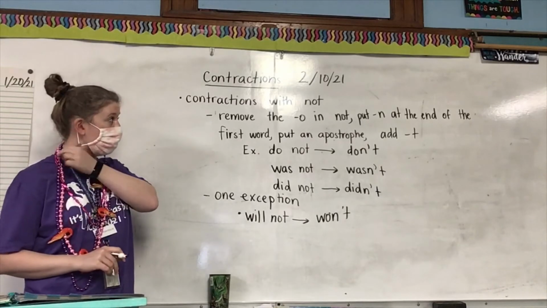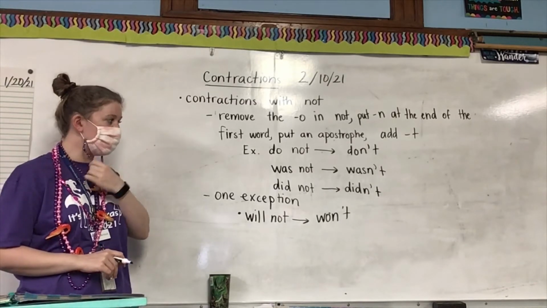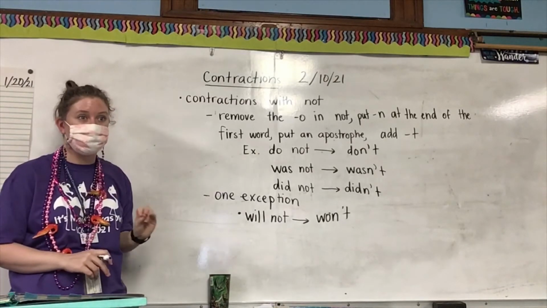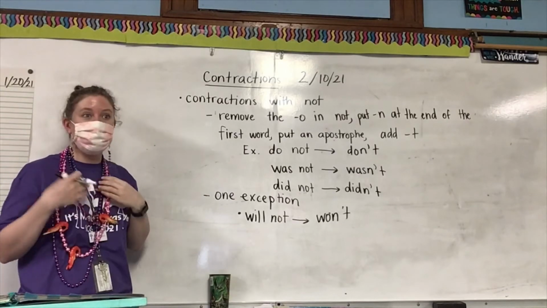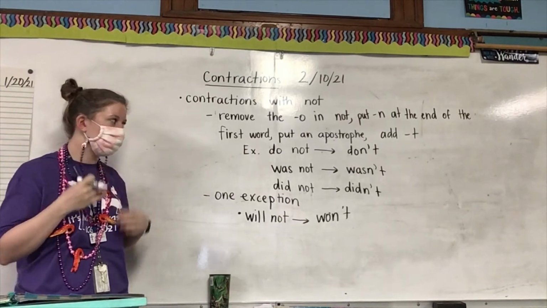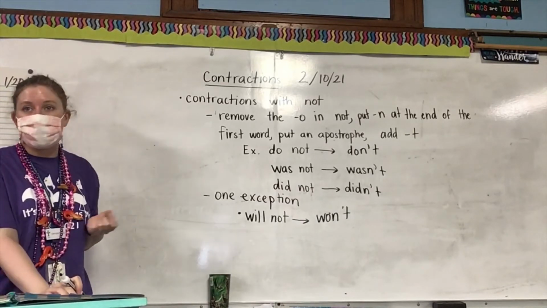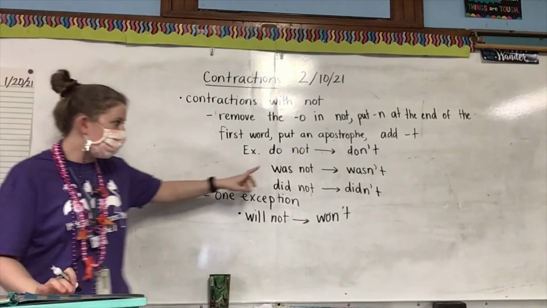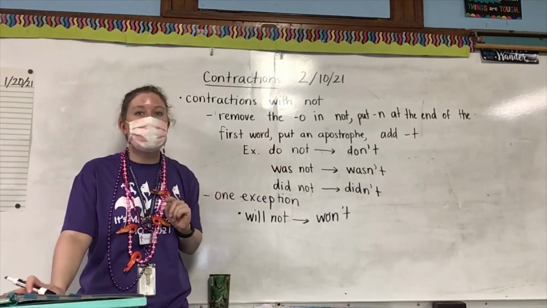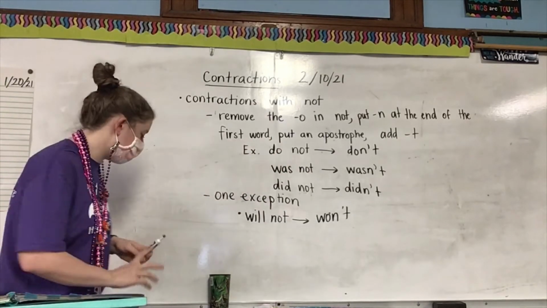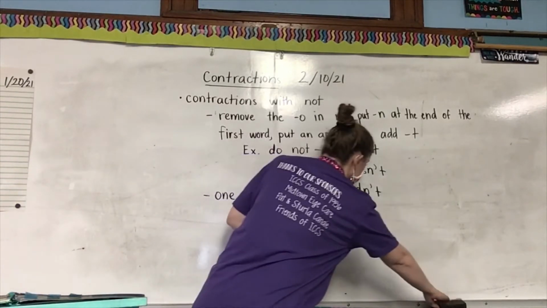Okay, so now we're done with not. These are not, of course, every single word that goes with not, but it's an idea. Now you know if you're trying to make a contraction with not, you're going to add N apostrophe T to the end of the first word. Next.